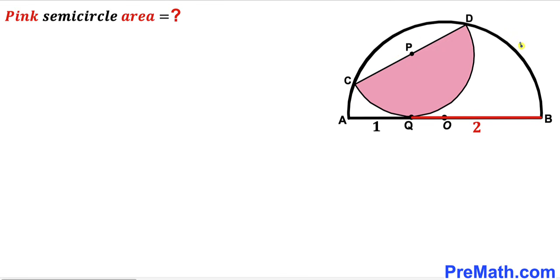In this video, we have got this pink shaded semicircle with the center P, fully inscribed in another semicircle with the center O, as you can see in this given diagram, such that this point Q is their point of tangency. And moreover, this segment AQ is 1 unit, whereas this segment BQ is 2 units. And now our task is to calculate the area of this pink shaded semicircle.